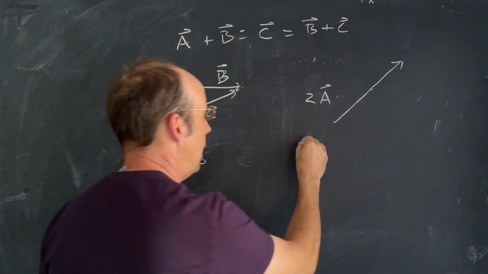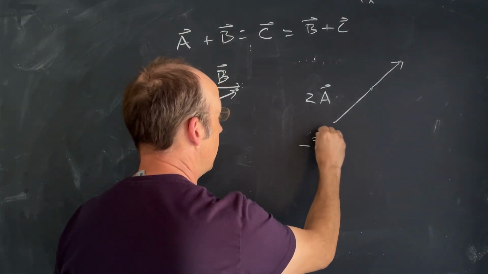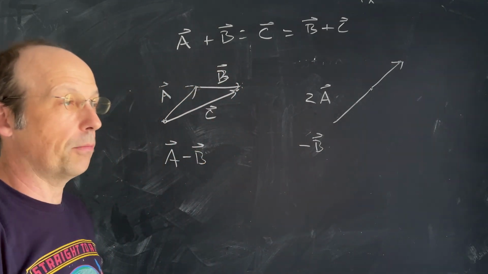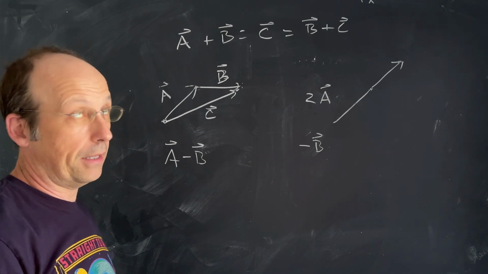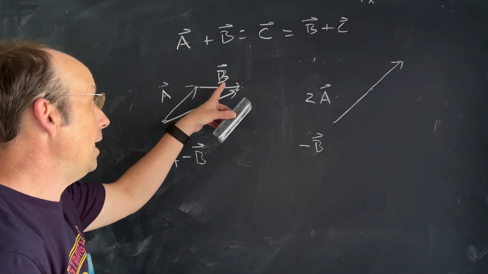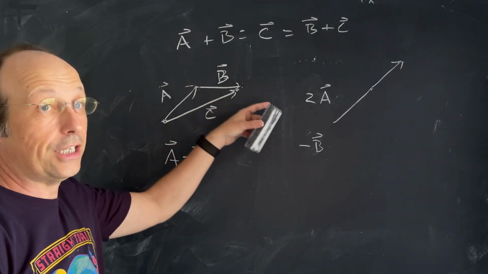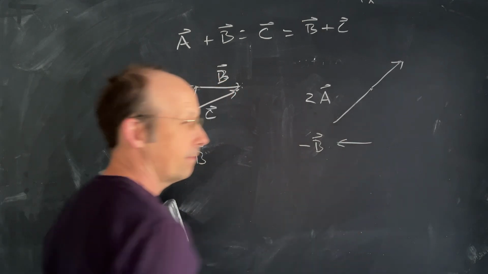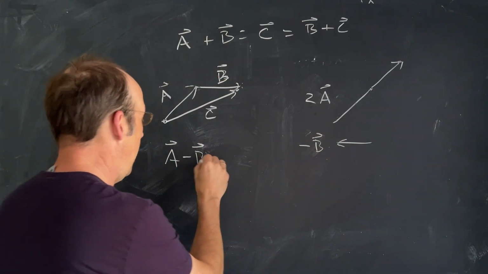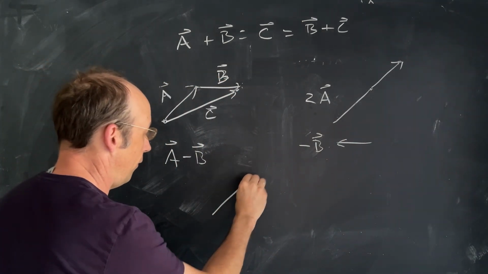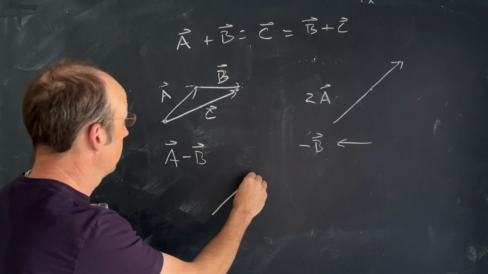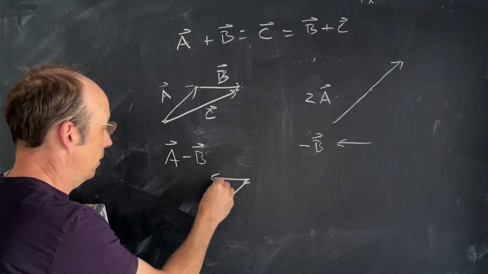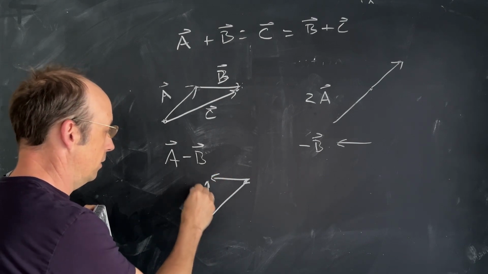Well, what if I take negative B? That's the same thing as the vector B, but I multiply its length by negative 1. So if I have B and I multiply by negative 1, it actually reverses the direction. So negative B looks like this. Now I can just add A plus negative B. So here I have A, negative B, and then that would be C.